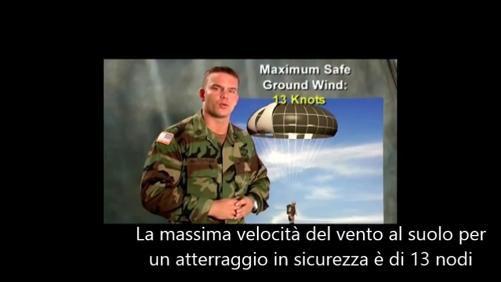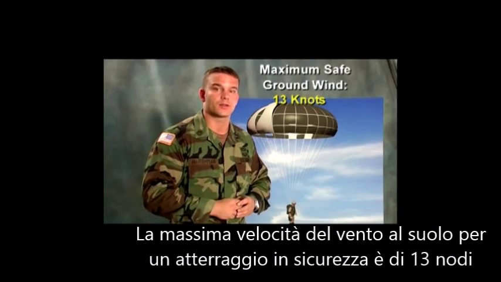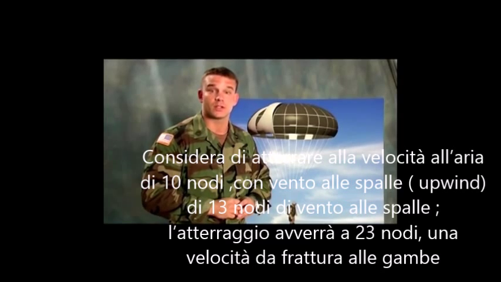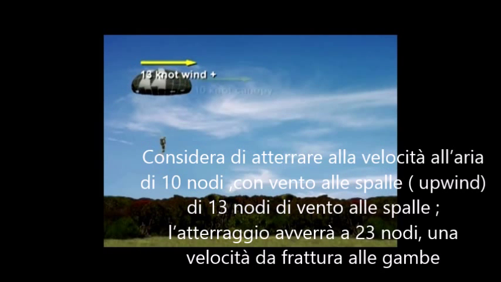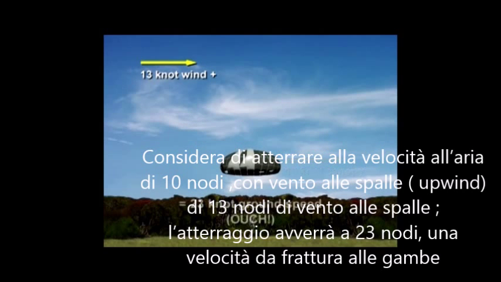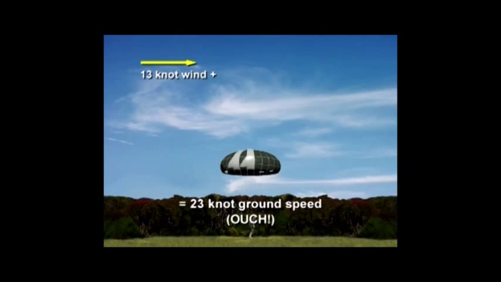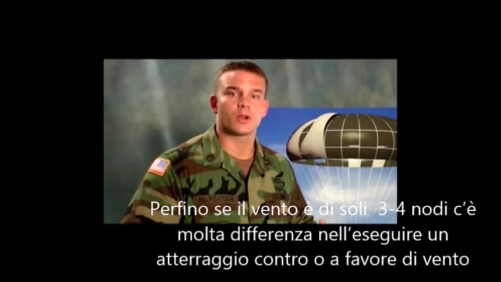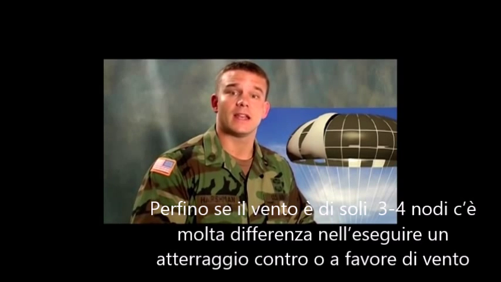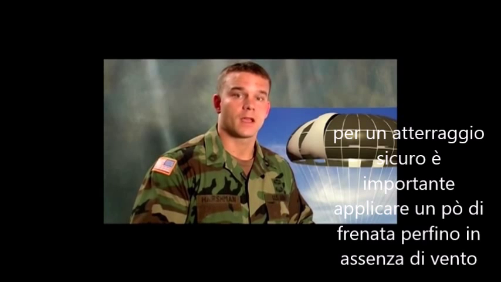The maximum allowable ground wind for a safe landing is 13 knots. Consider what your landing would be like running with this much wind with approximately a 10-knot canopy. This adds up to about 23 knots. That's a real leg breaker. Even if the wind is only 3 or 4 knots, there's a big difference between a downwind landing and an into the wind landing.